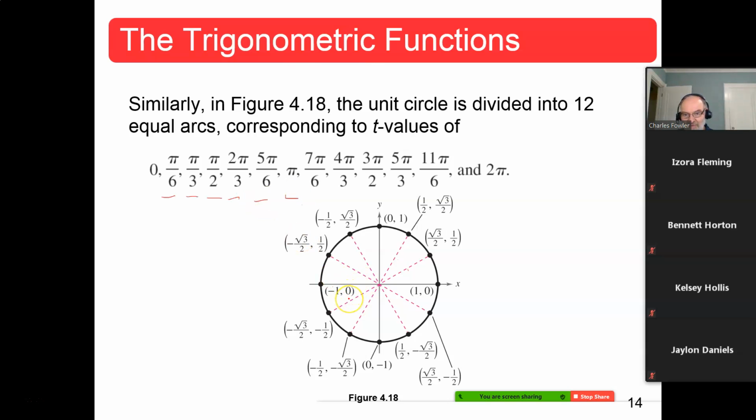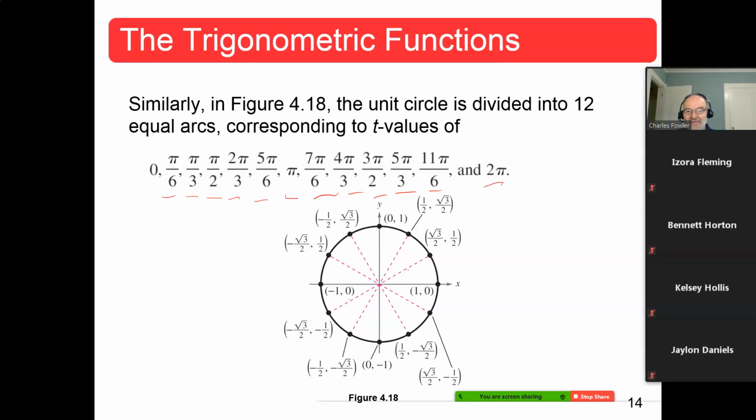Then this would be 7/6 pi, 8/6 pi would be 4/3 pi, 9/6 pi would be 3/2 pi, 10/6 pi would be 5/3 pi, and 11/6 pi would be 11/6 pi, and 12/6 pi would be 2 pi. So here are those real numbers. I think of them as angles. They call them real numbers t, the t values, for splitting that into 12 equal pieces.